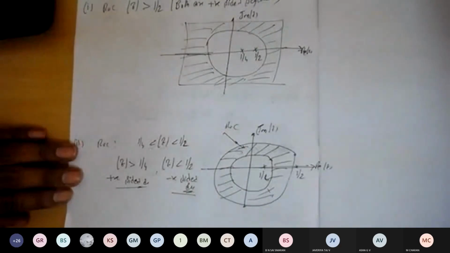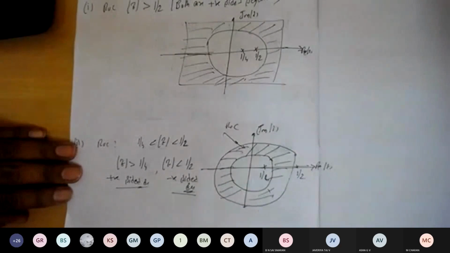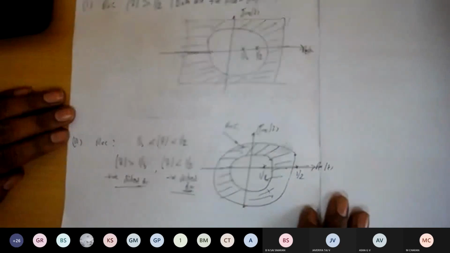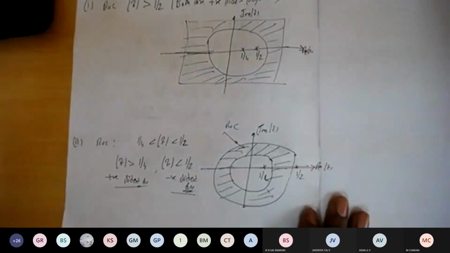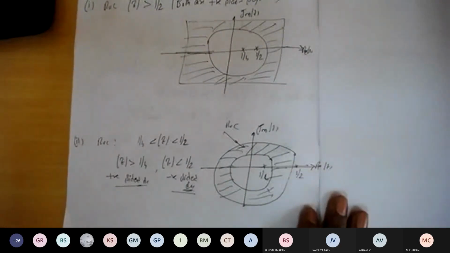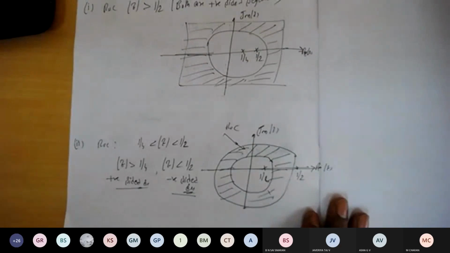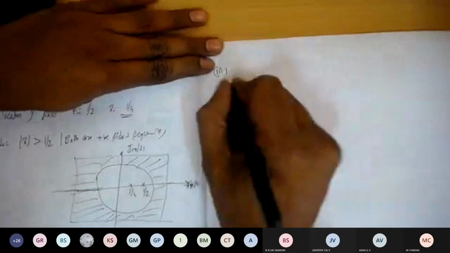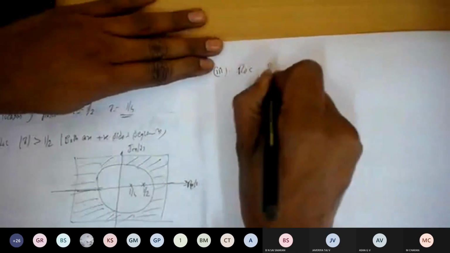Take the ROC and find the value for x of n. We already did this in the previous problem. Now similarly, I'll take the next one, where the ROC is going to lie inside, with both being negative sided sequences. So take the third case and try to find the inverse Z transform.